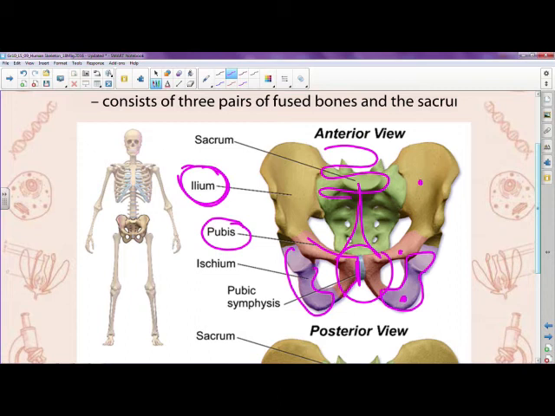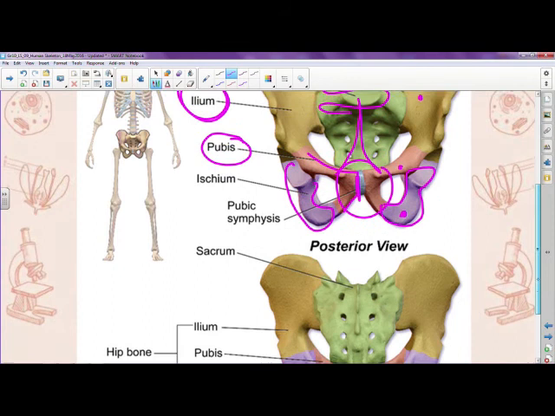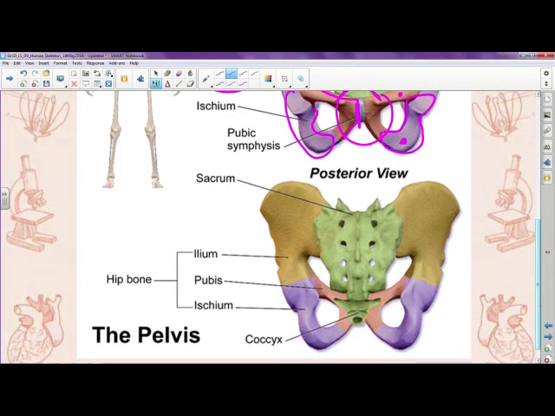So the sacrum plays a part. If you have a look here you can see, because we couldn't see it so nicely in the last diagrams, there's your sacrum, made up of the 5 bones that are fused, and there is your coccyx.